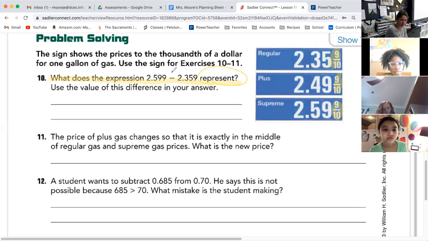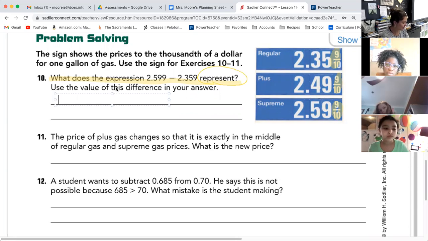It's showing a difference. There's a subtraction sign there. It's showing the difference between what? Which 2 gasoline types is it showing the difference between? Can you look at the sign and see which type of gas costs that much and which type of gas costs this much? What is it describing the difference in? The difference between what? Supreme and regular.